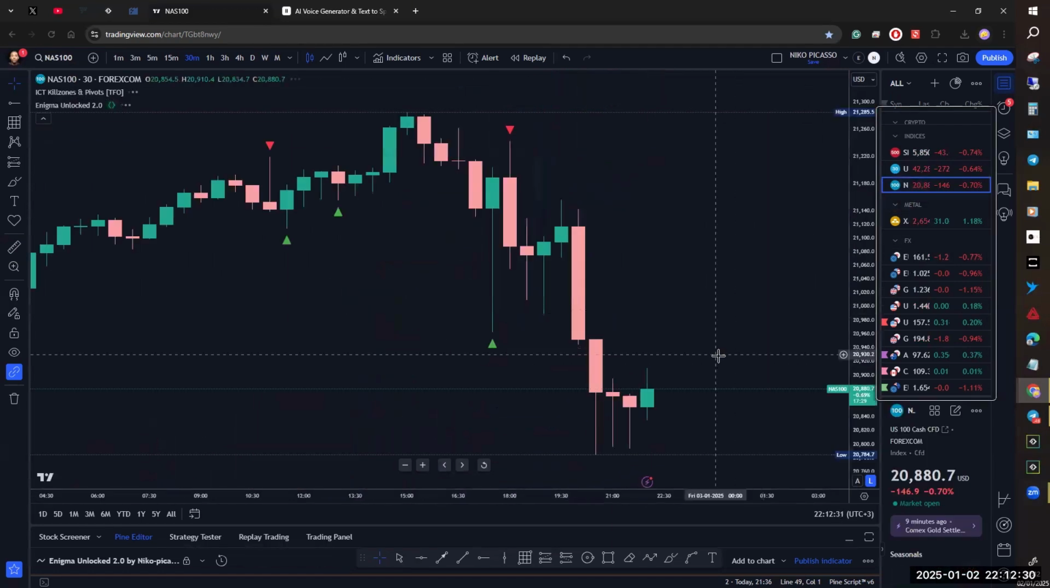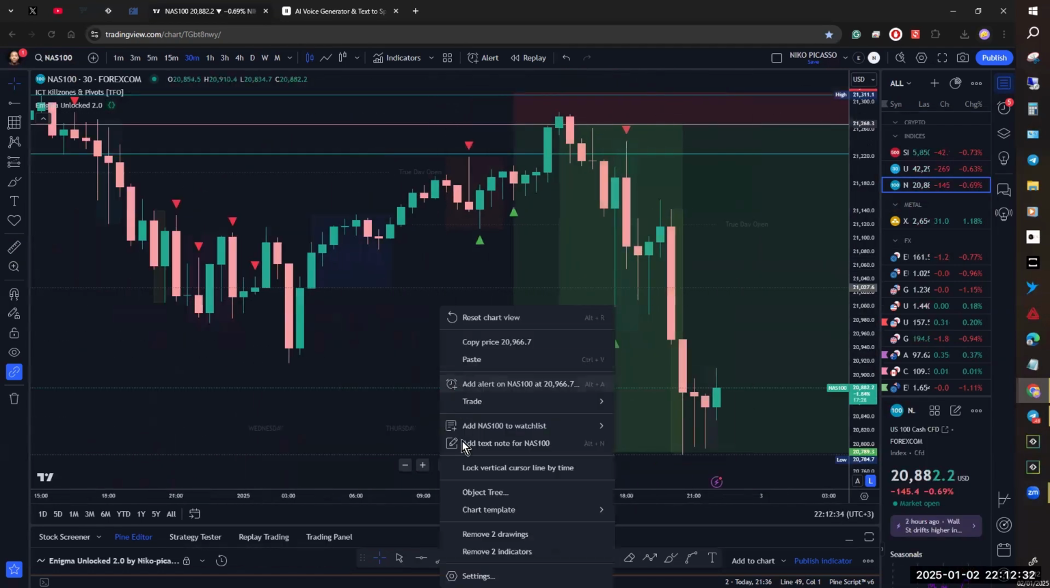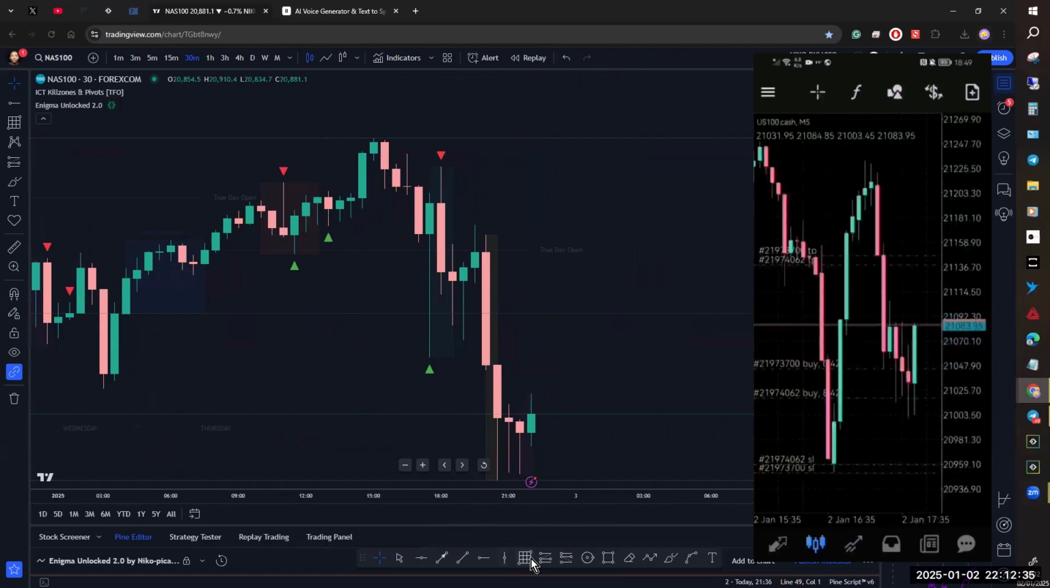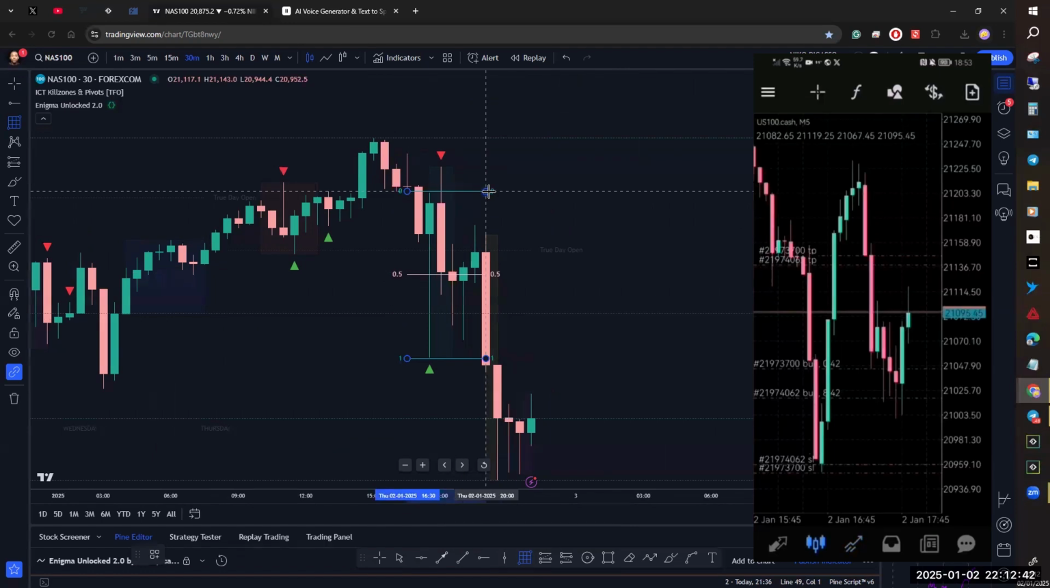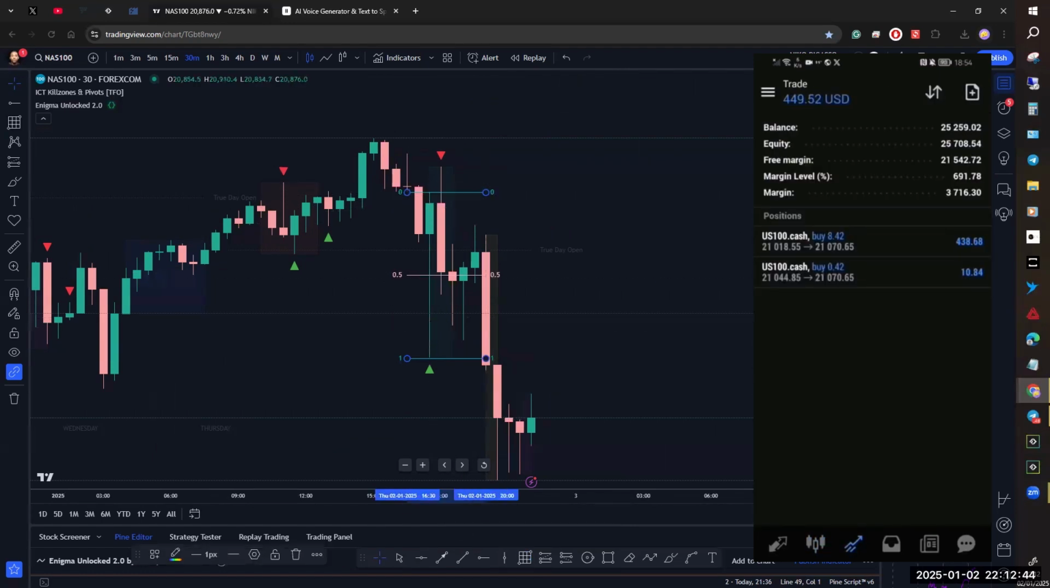This is the trade I took today on NASDAQ. So it was based on this buy trade. It was against the trend at the moment. So we had this buy trade right here. So all I did was identify the 50% of the 50. And then when the market taps into it here, I entered the trade.